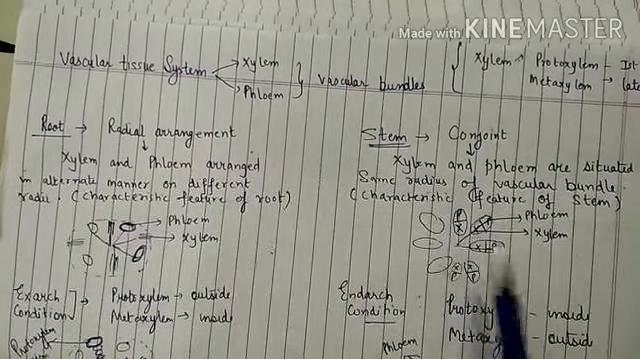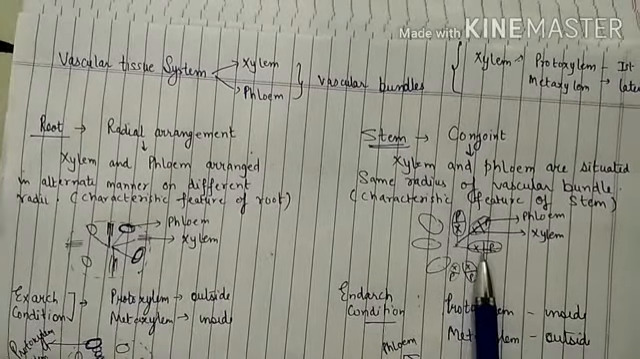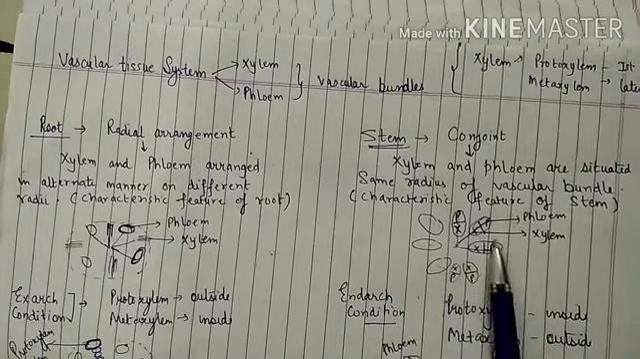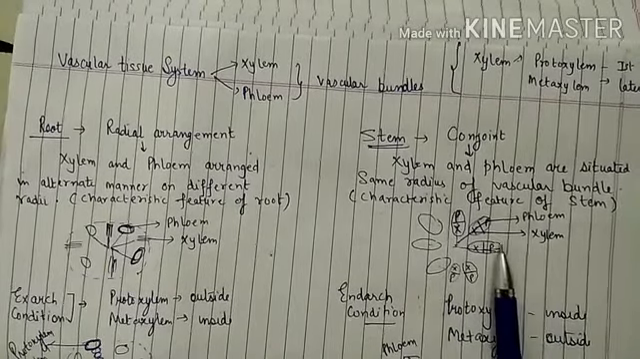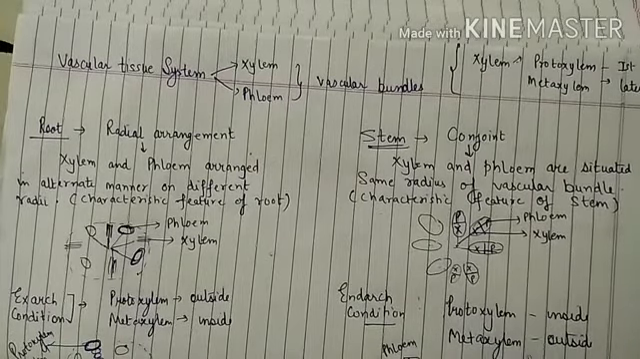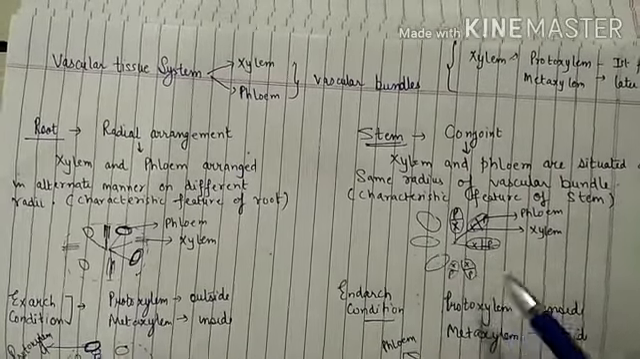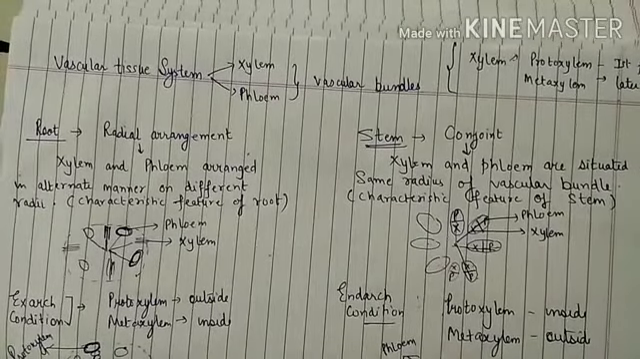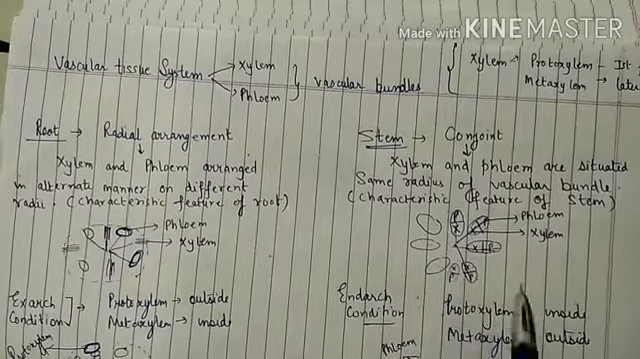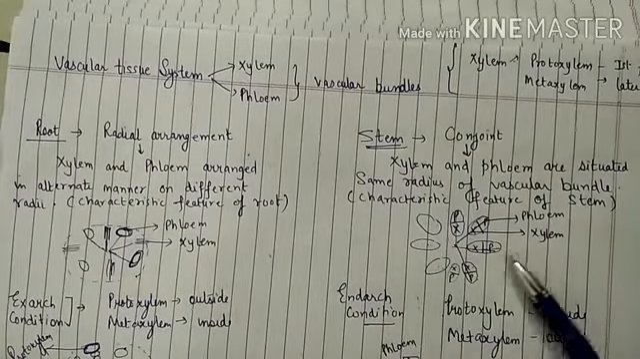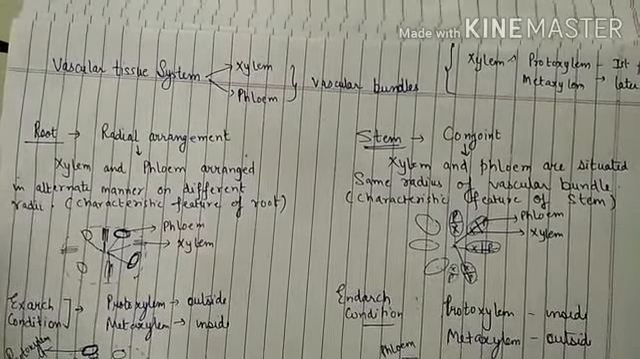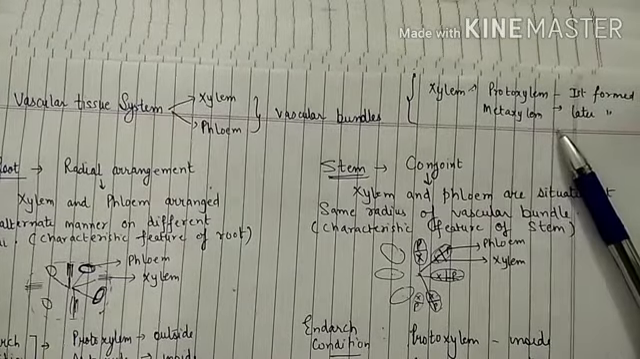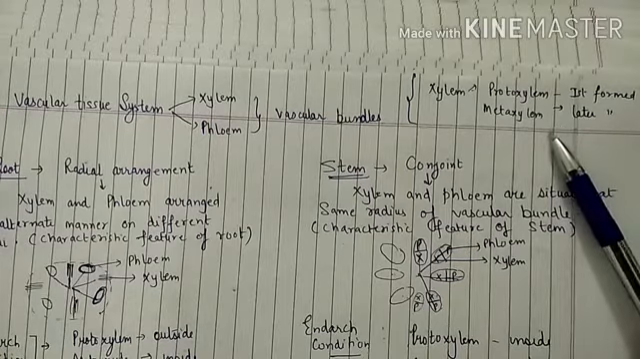But in stem, you will find that there is a conjoint arrangement of vascular bundle. This means xylem and phloem are situated on the same radius. So this is the xylem and phloem, they are on the same radius in stem. Then another thing you should remember here is that the xylem is formed in two parts. First formed xylem is referred to as protoxylem, and second later formed xylem is referred to as metaxylem.